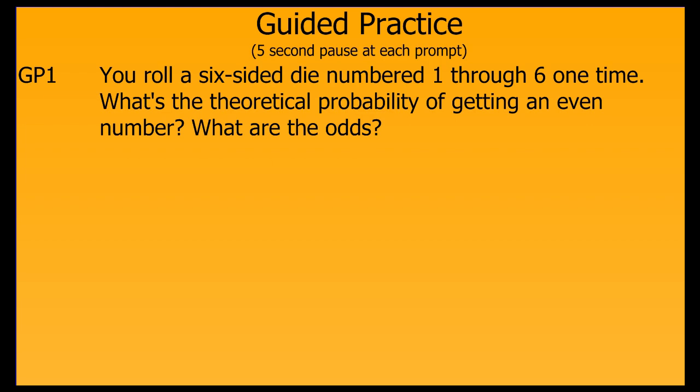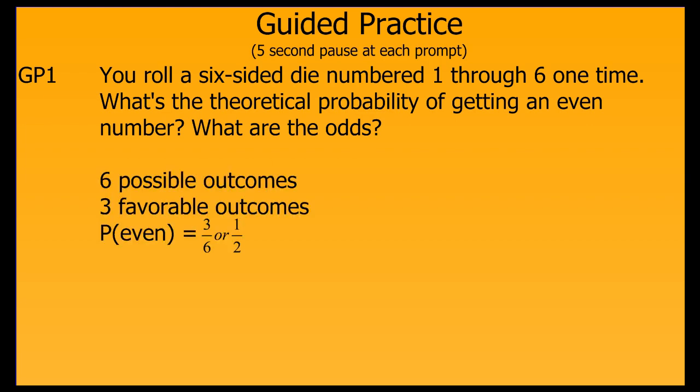So our first question is, what are we trying to do here? What we're trying to do is calculate the probability and the odds of rolling an even number. How do we do that? We determine all of our possible outcomes, in this case 6 of them, then all of our favorable outcomes, in this case 3, since there are 3 even possibilities, and then state our probability, which in this case is going to be 3 over 6, or reduced down to 1/2.